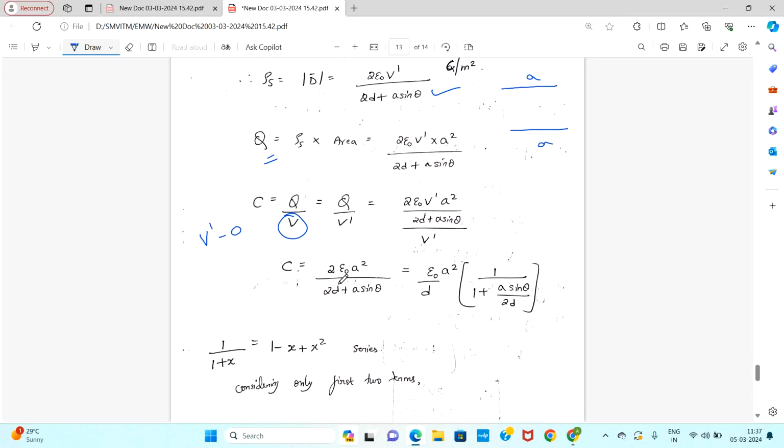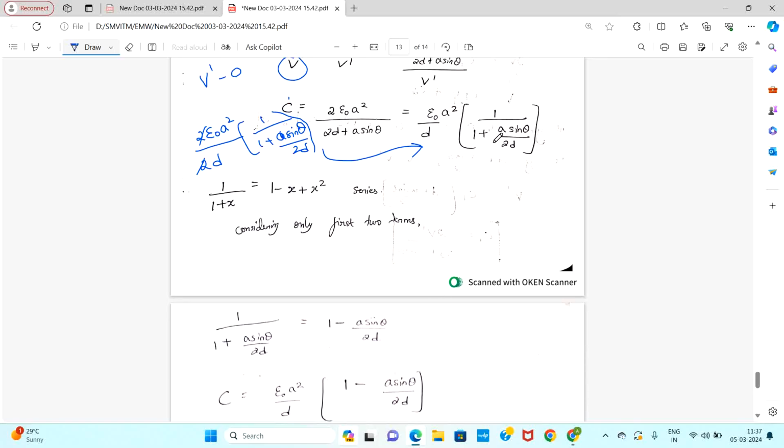Next, what they've done is they've taken epsilon A square outside, and in the denominator they've taken D as common. So if I take 2D outside, now see, this is the equation you have, right? Next step, epsilon into A square divided by 2D is taken outside. Here you have 1 divided by, if I take 2D common, 1 plus A sine theta divided by 2. Okay, if I take something common from the numerator, it should be divided by the denominator in the next term. This 2 gets cancelled. That's how we got this expression here.